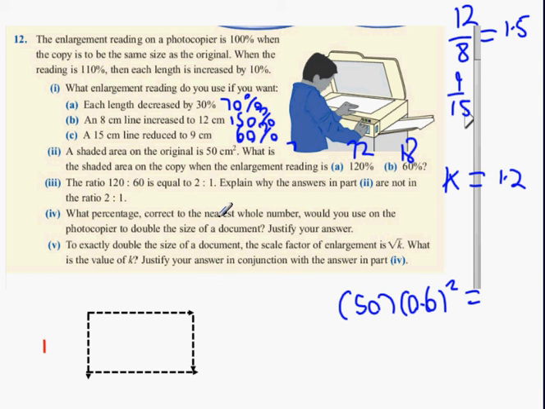What percentage, correct to the nearest whole number, would you use on the photocopier to double the size of a document? Justify your answer. Now, to double the size of your document.